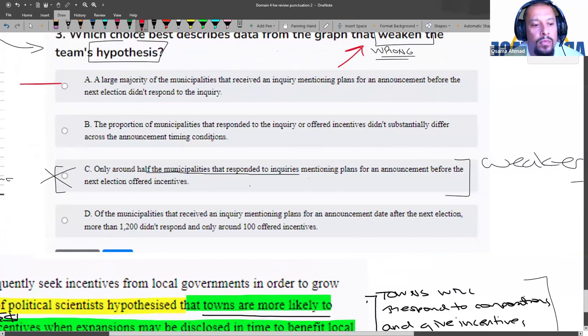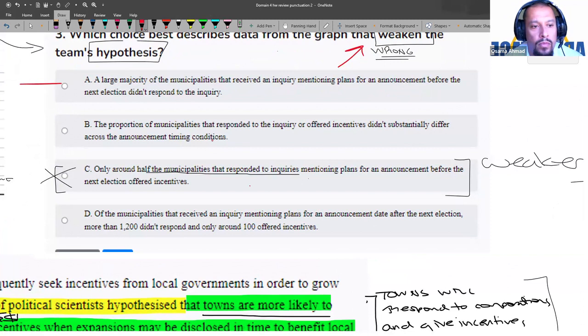Yeah, he said that a large majority of the... I can't pronounce the word correctly. Municipality? Yeah, municipalities. A large majority of the municipalities that received an inquiry mentioning plans for the announcement before the next election didn't respond to the inquiry. Okay. Yeah, and the graph shows this.